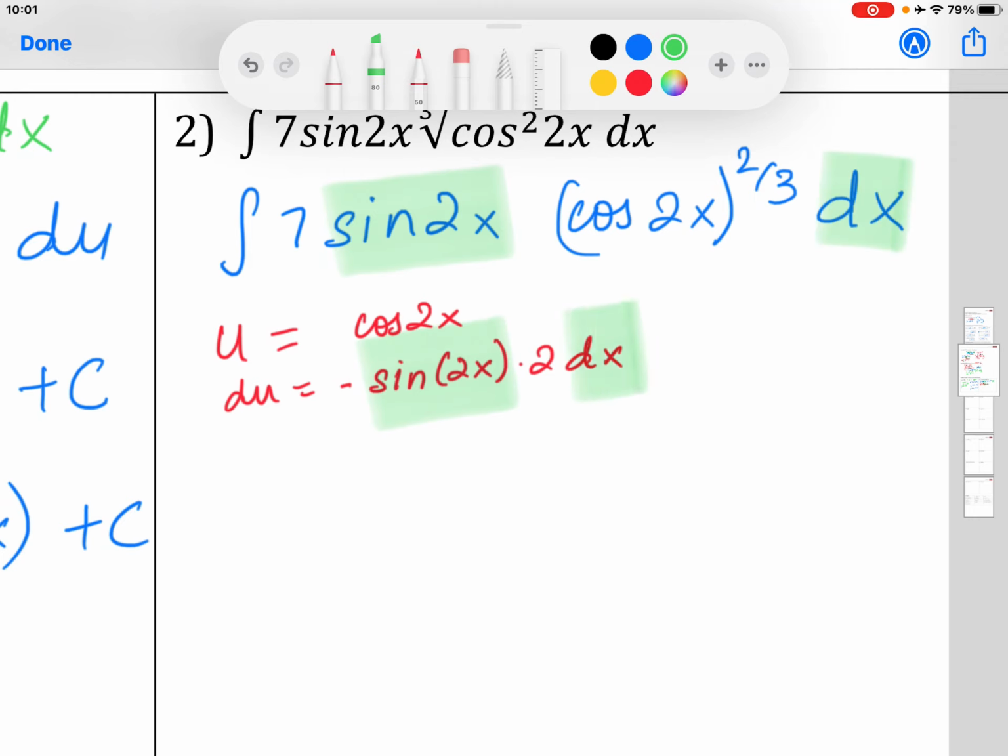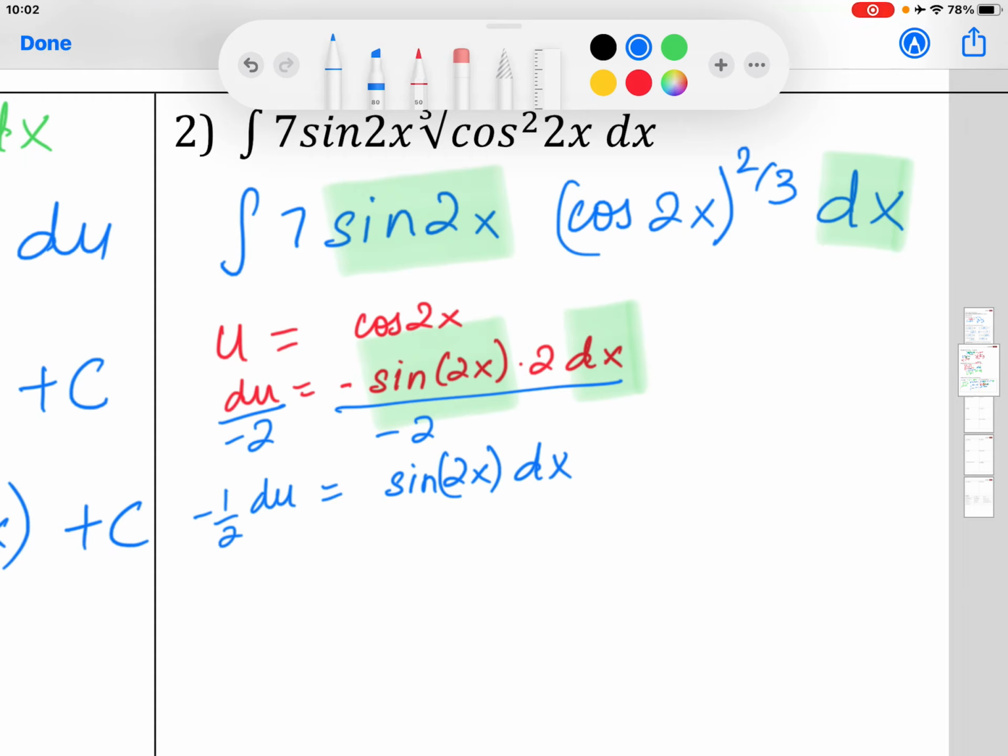So I want to get rid of the negative 2. I'm going to divide by negative 2 on both sides. So I'm left with negative 1/2 du equals sine 2x dx. Let's substitute that back in. I'm going to factor out the 7, and this integral times negative 1/2. And I'm left with cosine 2x, which is just u to the 2/3 power du.